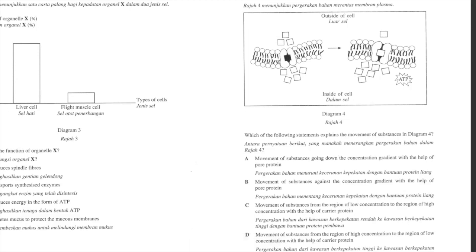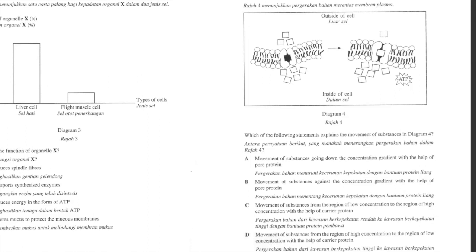So the answer is C. The movement of substance from a region of low concentration to a region of high concentration with the help of carrier protein. Pertama sekali awak kena tahu active transport ni dia adalah against concentration gradient. Maksudnya substance tu akan bergerak daripada kawasan yang kurang kepekatan kepada kawasan yang lebih kepekatan. Kalau follow concentration gradient, awak terbalikkan je lah, iaitu high pergi ke low. Tapi kalau active transport, dia against concentration gradient.